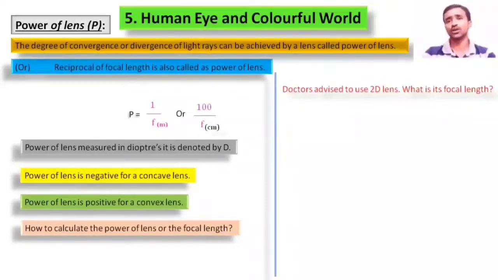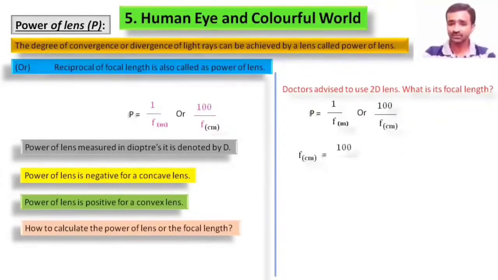When we know the power of lens, you are able to find out the focal length by using the formula here. P equal to 1 by F, where F may be measured in meters, or in centimeters, in which case it is written as 100 by F. So using this relation, we can find its focal length. Here power of lens P is given as 2D. Note down that. Then, using the formula F is equal to 100 by P, because I'm considering the focal length in centimeters.